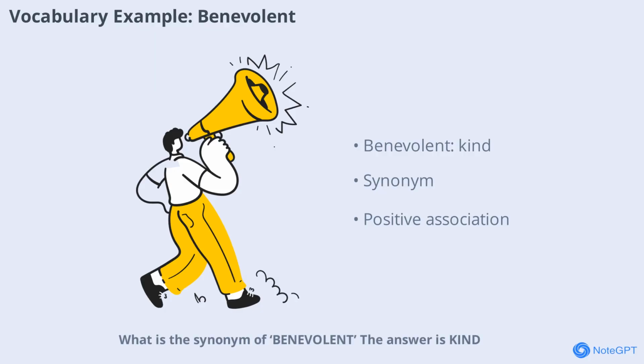What is the synonym of benevolent? The answer is kind. Benevolent means well-meaning and kindly. Knowing positive and negative word associations is helpful for vocabulary questions.